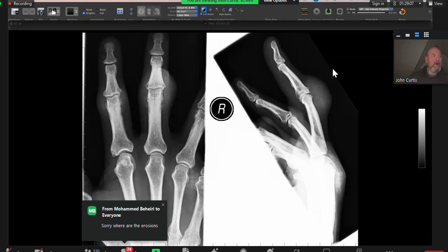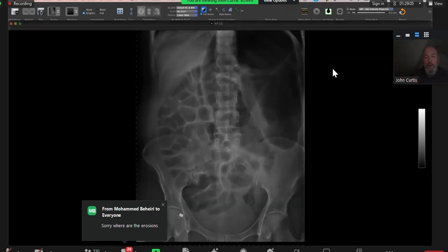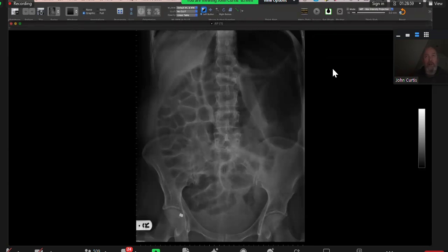Now, I thought you were going to come out with the right diagnosis immediately here, but you said sigmoid volvulus. Now, a sigmoid volvulus is completely different from a cecal volvulus, and I'm going to show you that.